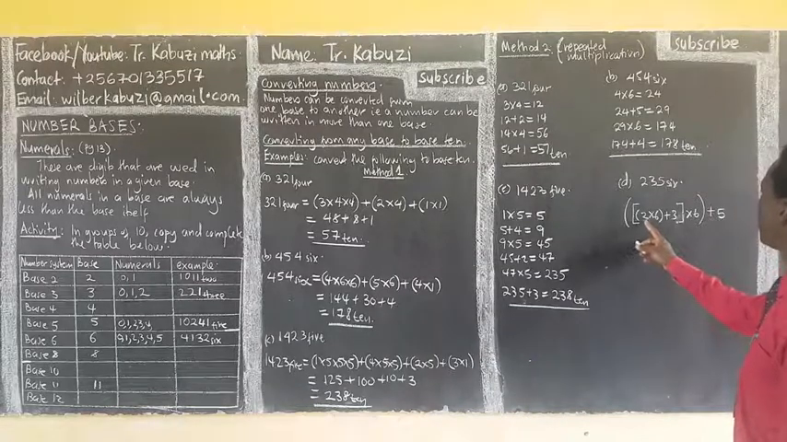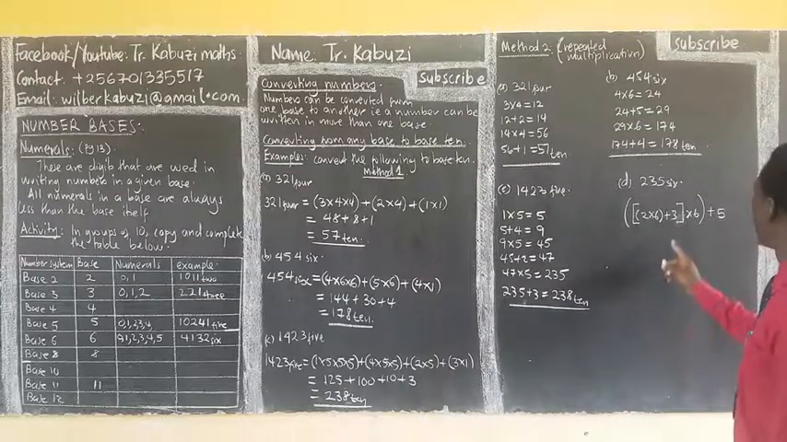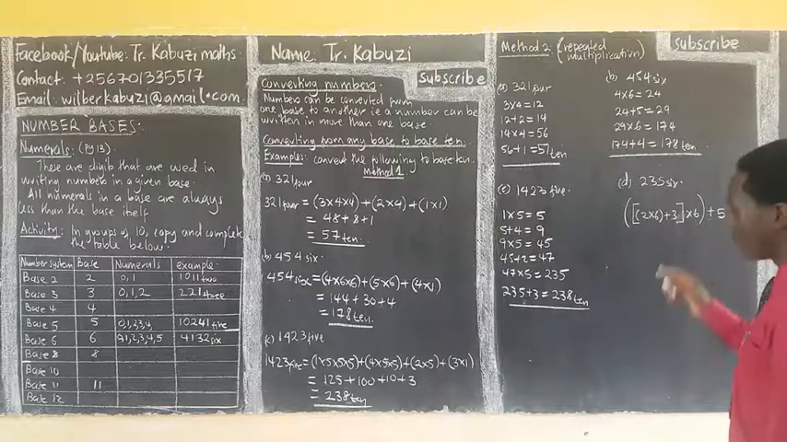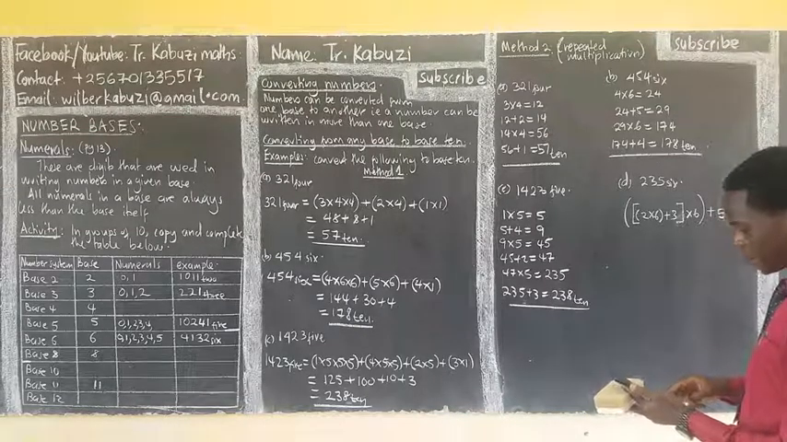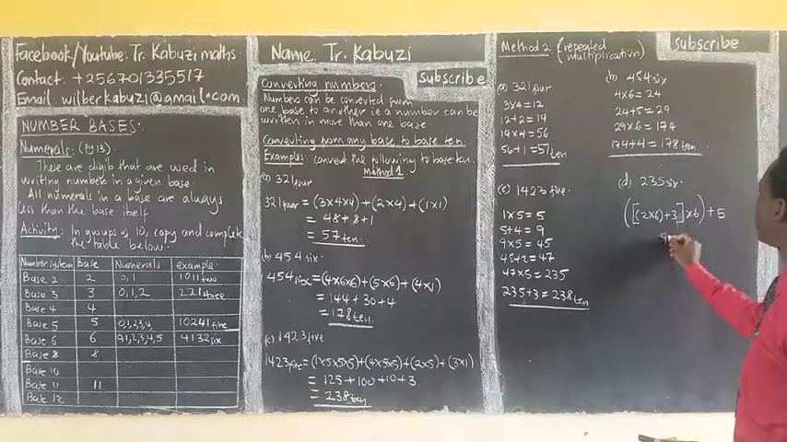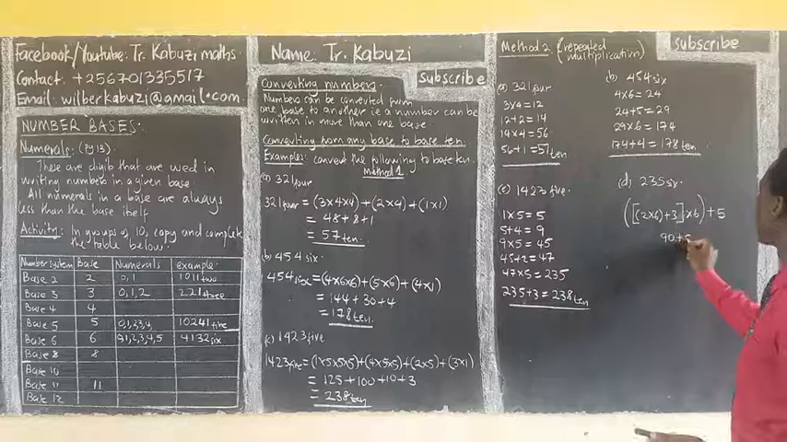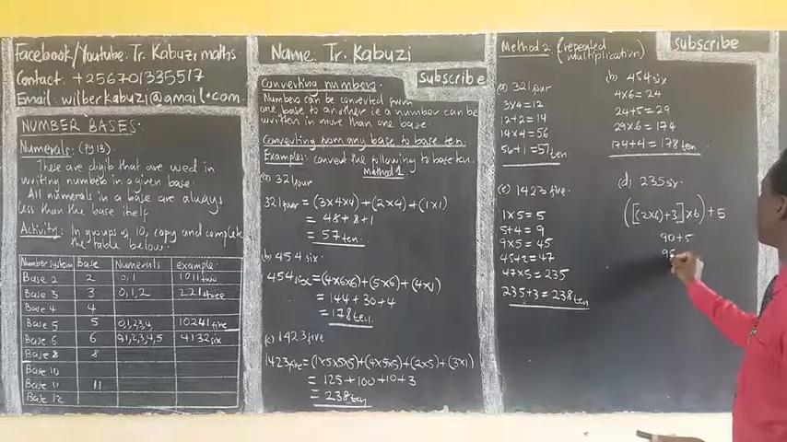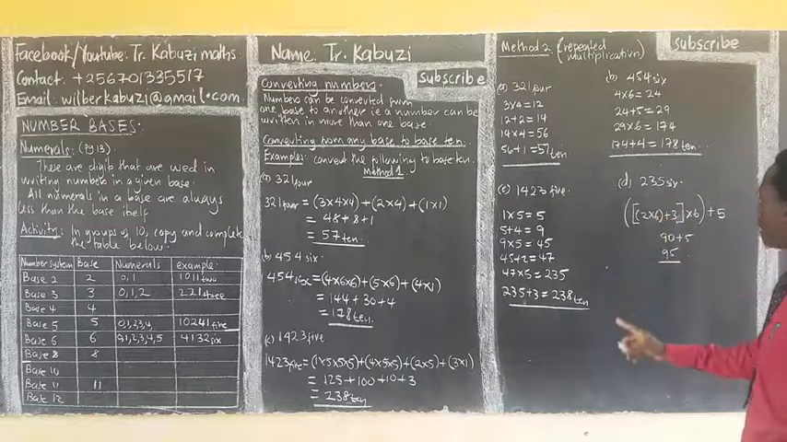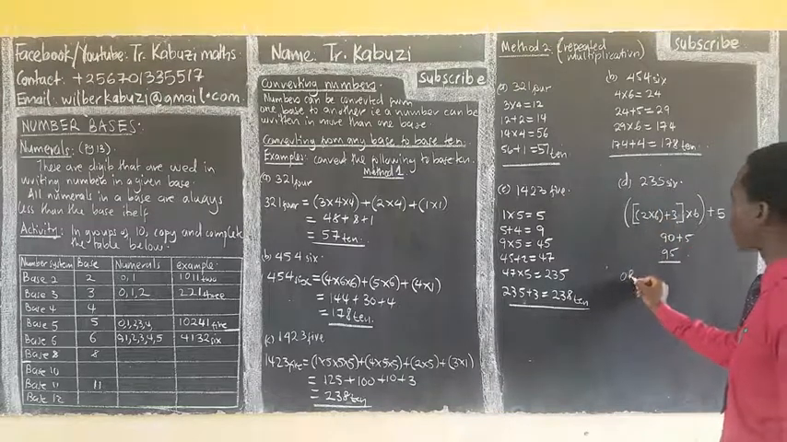So this is going to be 12 plus 3, which will be 15, times 6. There we are getting 90. Then plus 5, which will be 95. As simple as that.